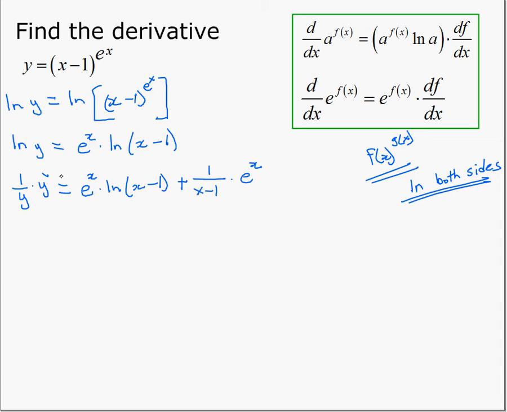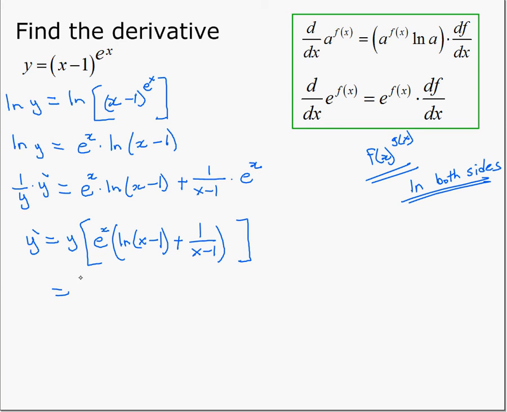We need y prime, so we need to bring the y over, which means y prime is going to equal y, and everything on the right can stay. I am going to write it with e to the x factored out, which means we get ln of x minus 1 plus 1 over x minus 1.